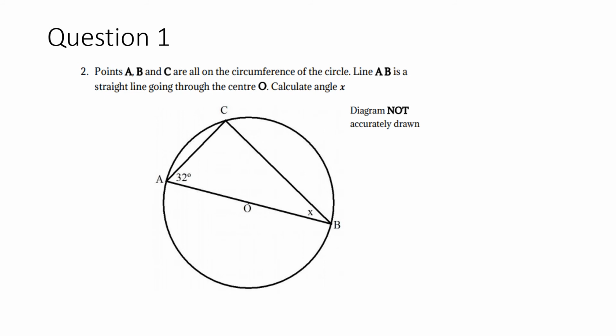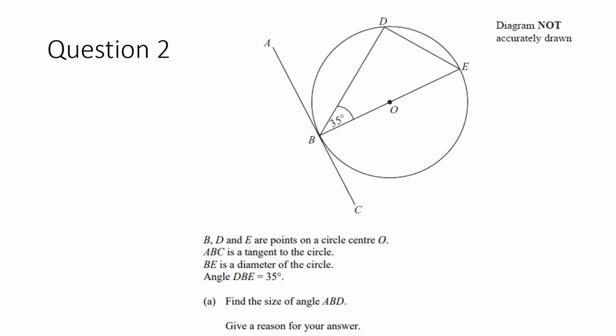Okay, so question 1. Points A, B, and C are all on the circumference of the circle. Line AB is a straight line going through the center, O. Calculate angle X. So that's question 1. And here's question 2. B, D, E are points on a circle, center O.